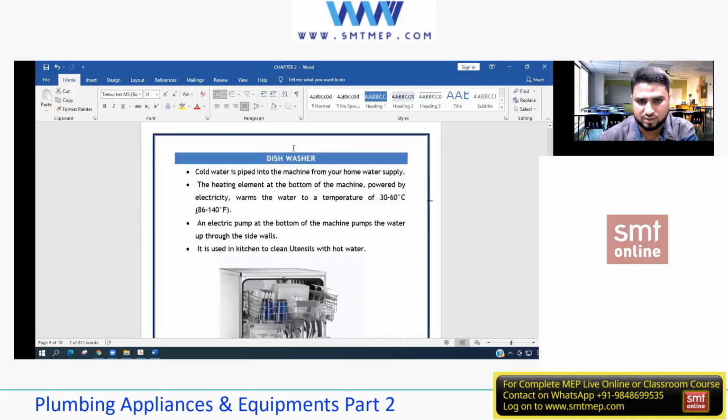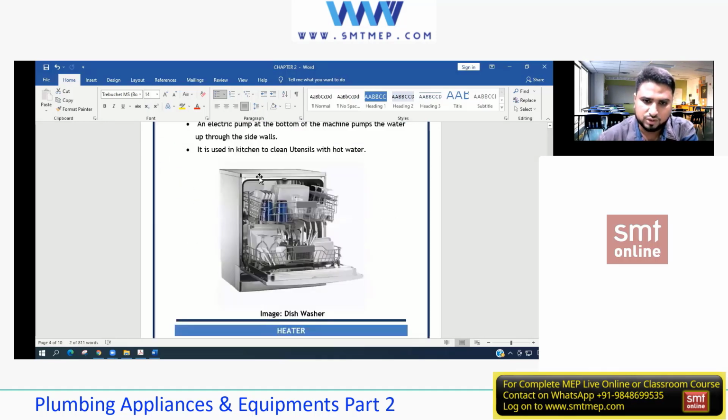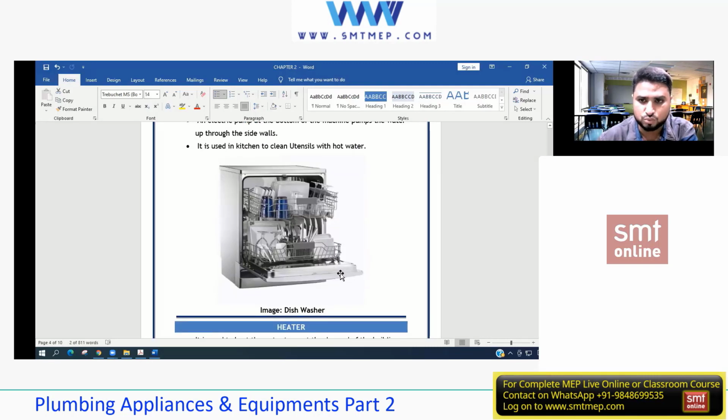Okay, next is a dishwasher. As I said, we'll be discussing it over here. It is the same dishwasher image, and how it works and all this.